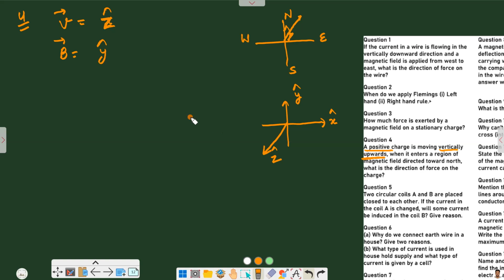So we know that when electrons flow, if they are flowing from west to east, as they have negative charge, direction of current will be from east to west. But if a positive charge flows from west to east, then direction of current will be the same. For positive charge, direction of current is the same, and for negative charge, direction of current is reverse to the direction in which the negative charge is flowing. So here positive charge is flowing in Z direction, so direction of current will also be in Z direction.